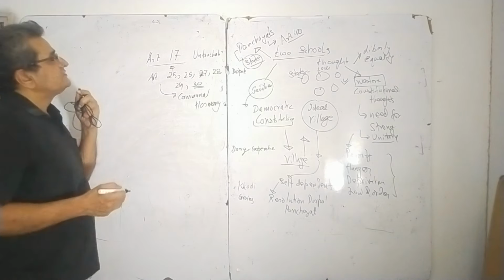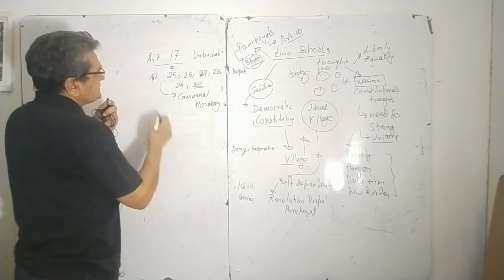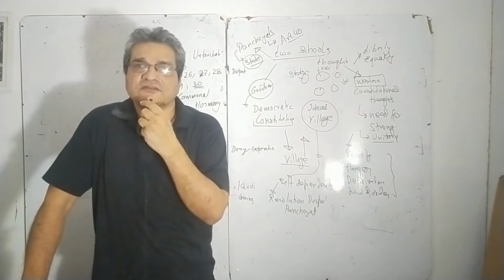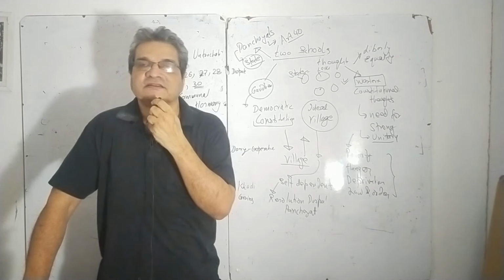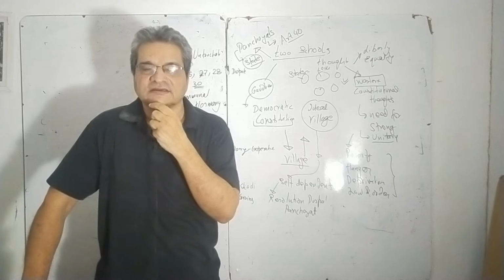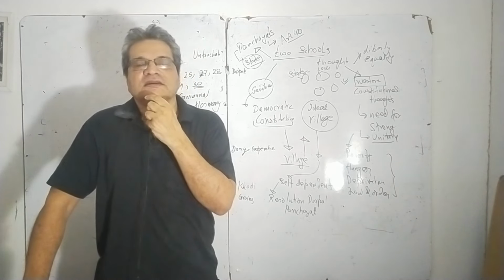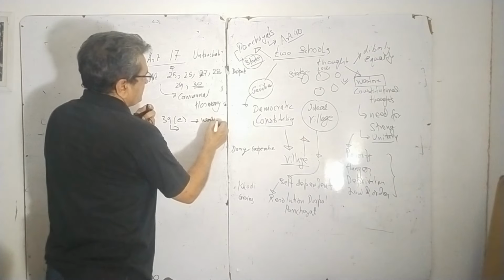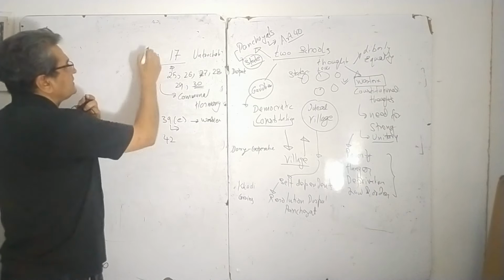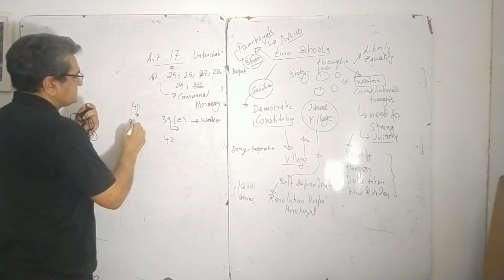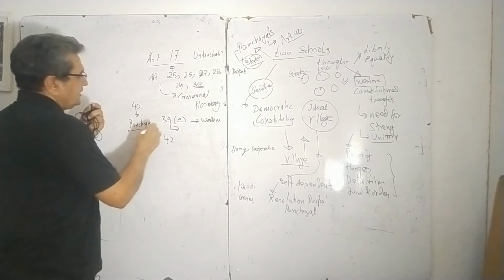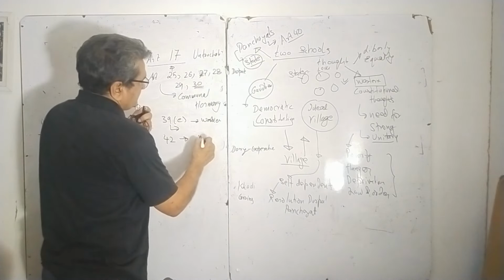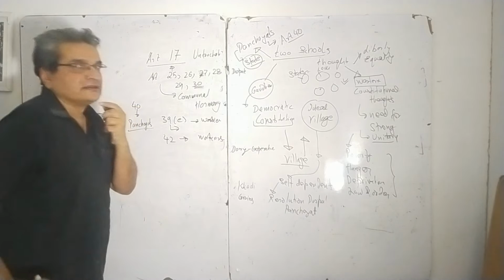Now, what are the other provisions? Now, if we look at Article 39E, it talks about workers, that health and strength of workers should not be abused, and the tender age of children should also not be abused. That is Article 39E. In fact, go through Article 39. It's the most important article in the directive principle. So 39E talks about workers. Article 42. Article 40 I've already mentioned, that talks about panchayats. Article 42 talks about workers again. It also talks about maternity relief.